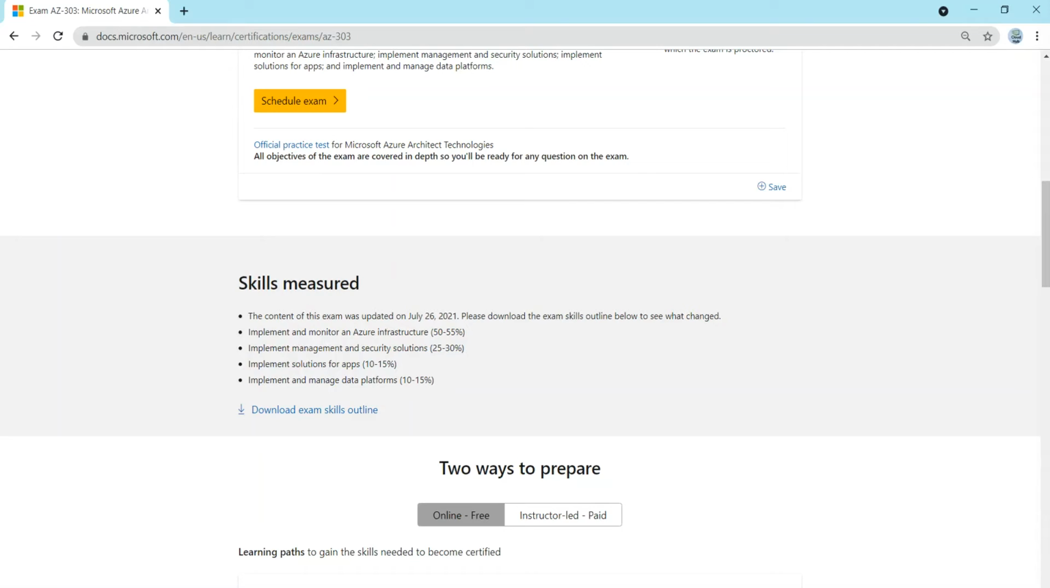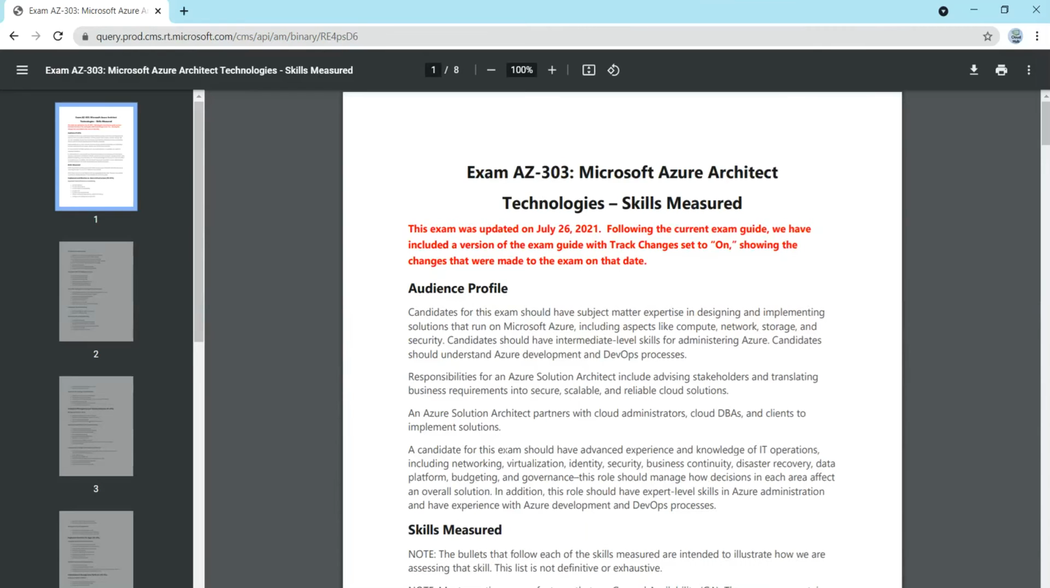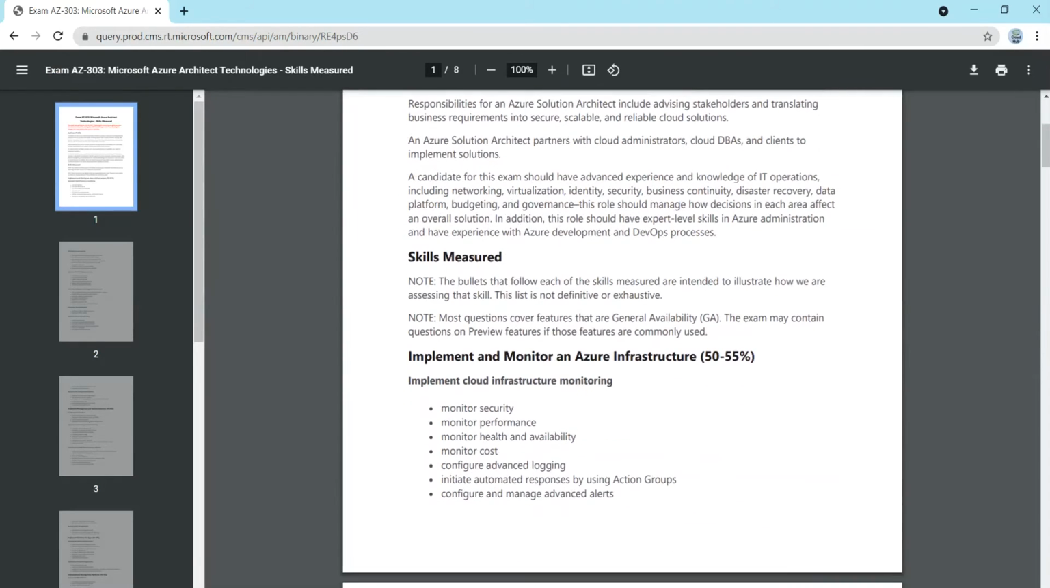And you could see implement and monitor Azure infrastructure, where 50 to 55% of your questions will be on Azure infrastructure and monitoring, 25 to 30% of your exam questions will be on security and management, and 10 to 15% on implementation of solutions for apps and data platforms. To see the subcategories beneath these topics, we can download the exam skills outline. This will have detailed descriptions of the topics and subtopics that you will need to look into for your preparation.